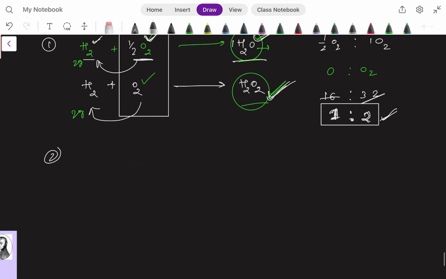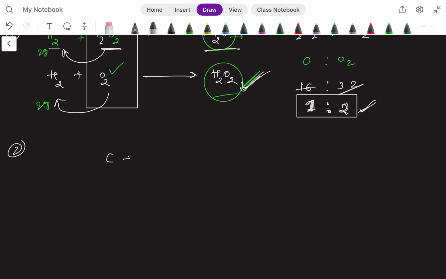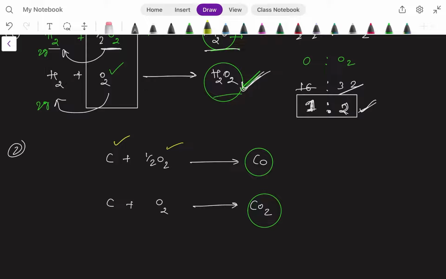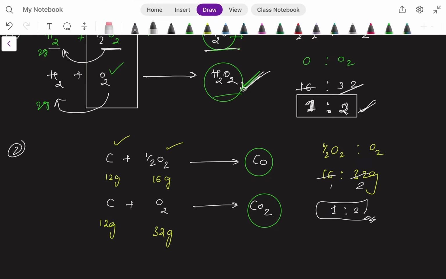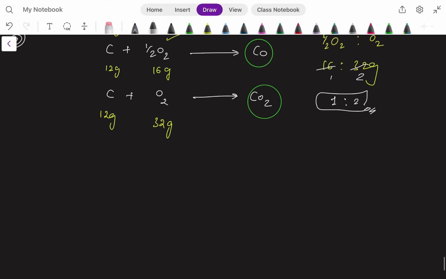Example number 2. Here I will take carbon and half mole of oxygen. What will we get? CO. Here I will take carbon and 1 mole of oxygen. I will get CO2. We got different compounds, right? For these different compounds to form, two elements have to combine. The fixed mass is of which element? Carbon. Here also 12 grams. The variation is of which element? 16 grams of oxygen here, 32 grams of oxygen here. So we have to find their ratio, and they should always bear a simple whole number by mass. 16 ones are 16, twos are 32. So again 1:2. Understood?